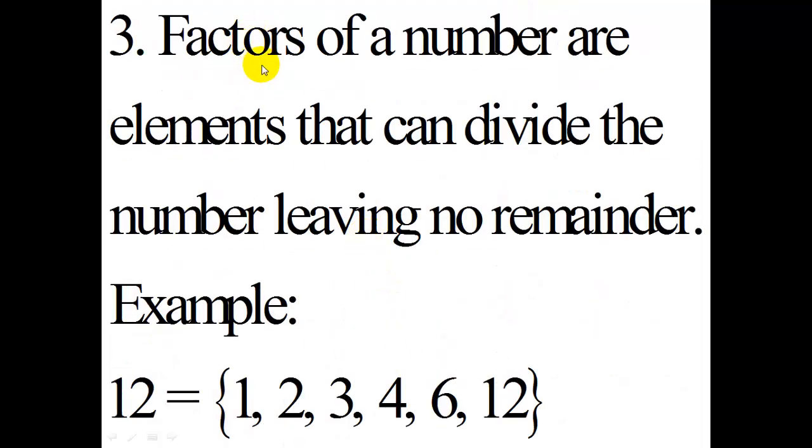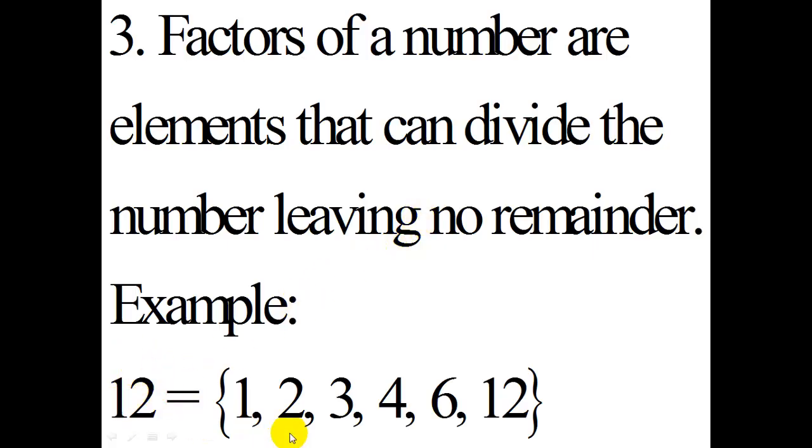Now let's look at factors of a number. Factors of a number are elements that can divide a number leaving no remainder. So when we consider the number 12, factors of the number 12 are 1, 2, 3, 4, 6, and 12. So these are numbers that can divide 12 leaving no remainder.